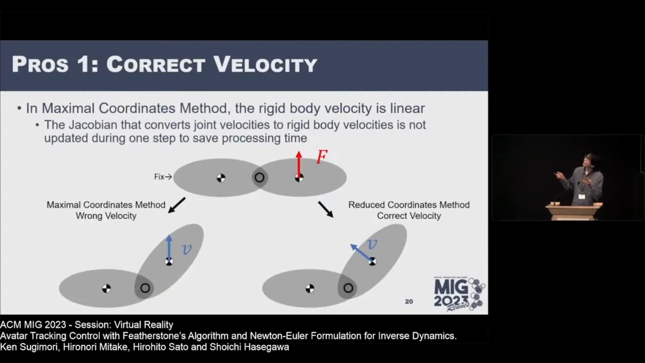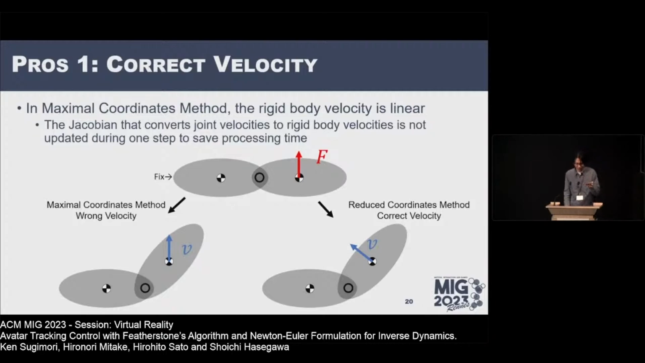The first is correct velocity. In maximal coordinate method, the rigid body velocity is linear. For example, if we fix a left rigid body and apply upward force to the right rigid body, reduced coordinate method will calculate the correct velocity, such as circular motion around the joint. However, with maximal coordinate method, the velocity will be upward. This is wrong velocity. This happens because the Jacobian that converts joint velocity to rigid body velocity is not updated during one step to save processing time.